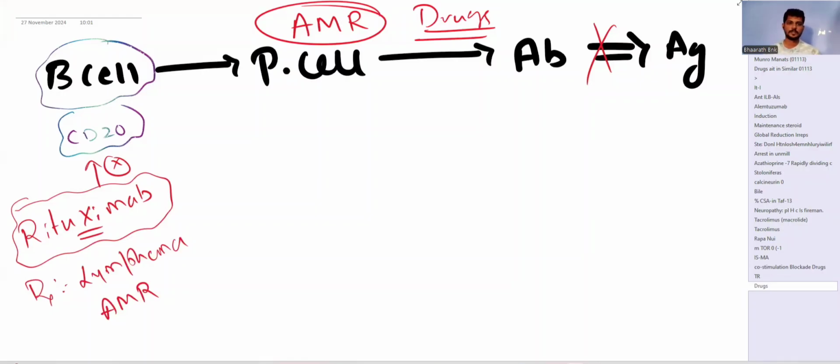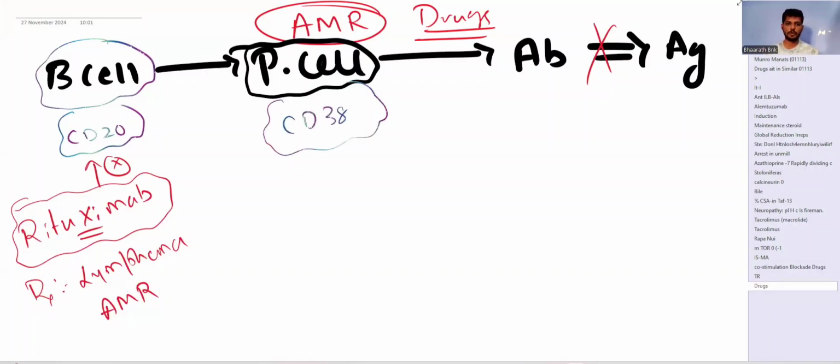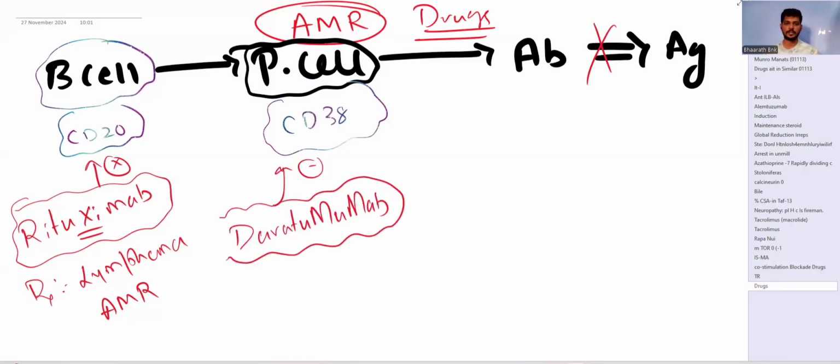And these plasma cells have a receptor which is called CD38. And if we can produce a drug which blocks this CD38, that is daratumumab. So daratumumab is a completely human monoclonal antibody which will block the CD38 and thereby inhibit the plasma cells.